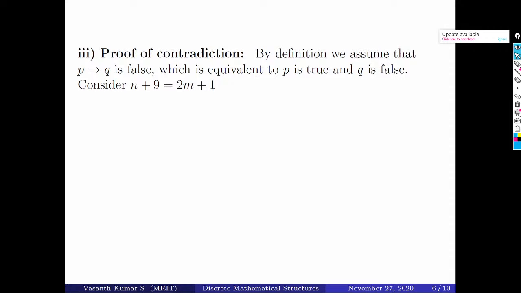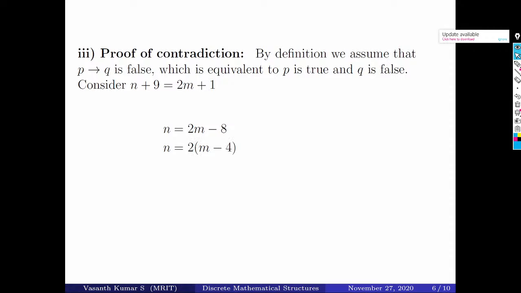So now consider n plus 9 equal to 2m plus 1. Since q is a false statement, I have considered n plus 9 as an odd number, 2m plus 1. Next, simplifying that, I will get n equal to 2m minus 8. In the last problem, we simplified that part by shifting 9 to the right-hand side. So again, by taking 2 common, you get 2 times m minus 4. m minus 4 can be written as k.